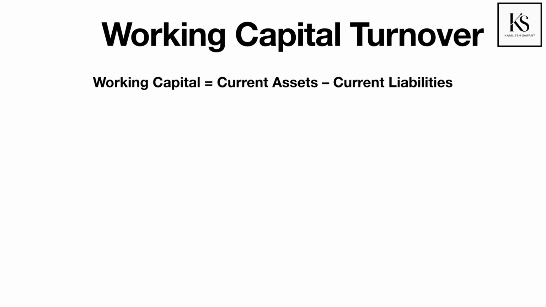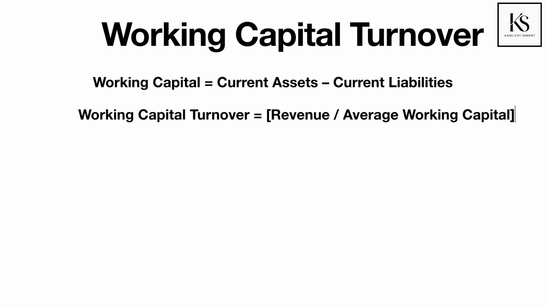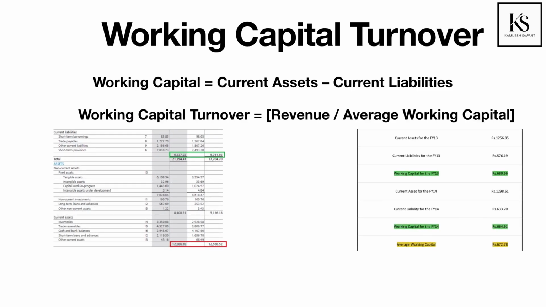The formula to calculate the working capital turnover is equal to revenue divided by average working capital. Let us implement the same for Amara Raja Batteries Limited. To begin with, we need to calculate the working capital for FY13 and FY14 and then find out the average. Here is the snapshot of ARBL's balance sheet. I have highlighted the current assets in red and current liabilities in green for both the years. The average working capital for the two financial years can be calculated as follows.